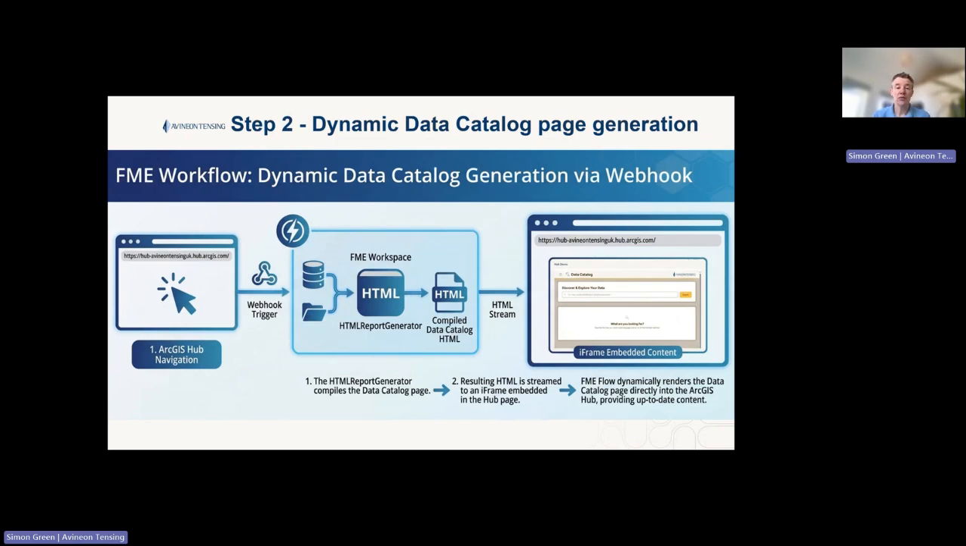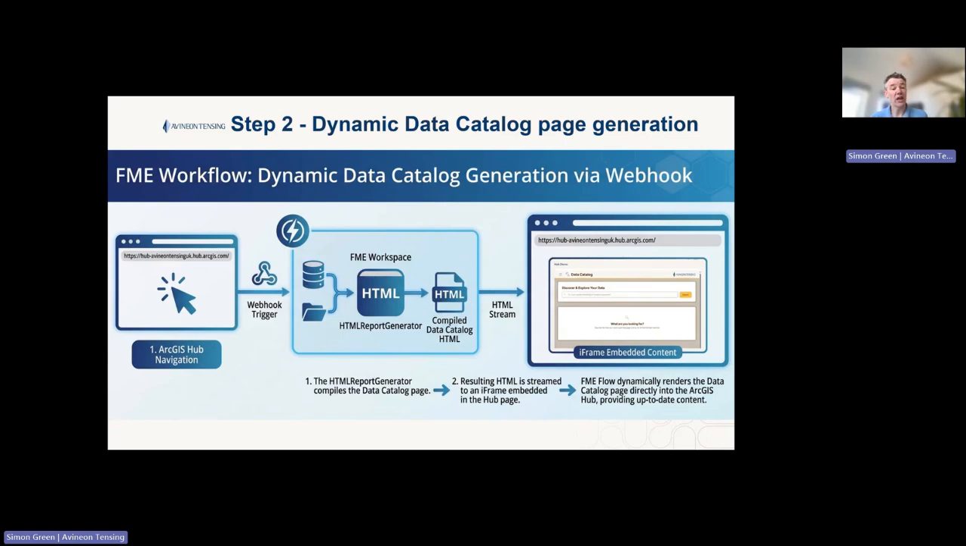Now, we have created a dynamic data catalog inside of hub.arcgis.com in our own site. And when I navigate to that URL, to hub-avineon-tensing-uk.hub.arcgis.com, this triggers a workspace to build the data catalog web page and stream it into the iframe that we have embedded in that hub page.